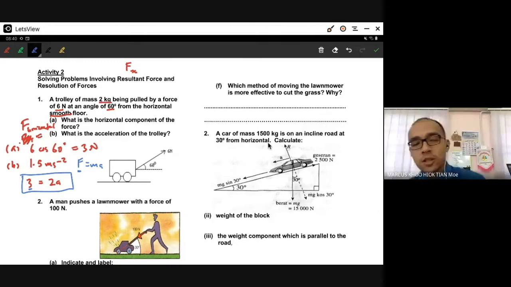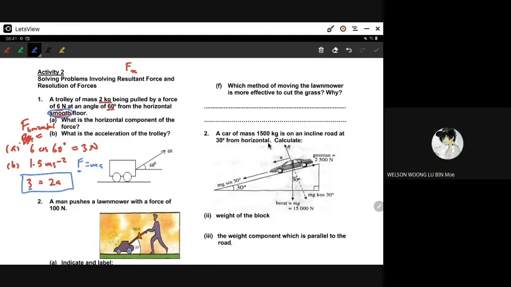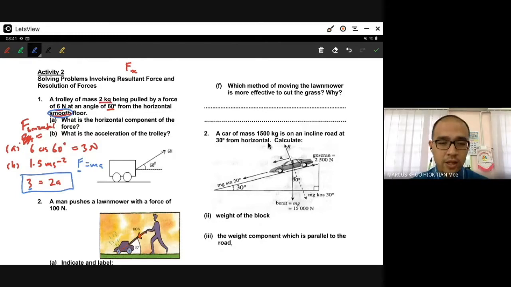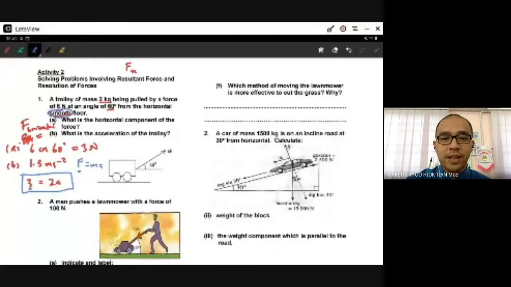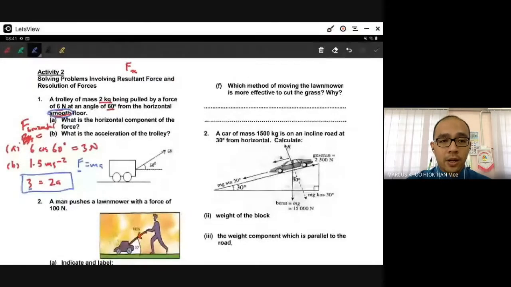Smooth. And usually F is the resultant force, it's front minus the back. But because it's a smooth floor, and smooth floor means no frictional force. So what's our answer? A will be 1.5 meters per second squared. All right, good. So this is correct.